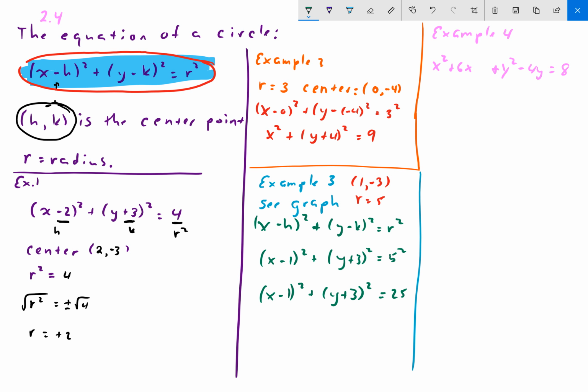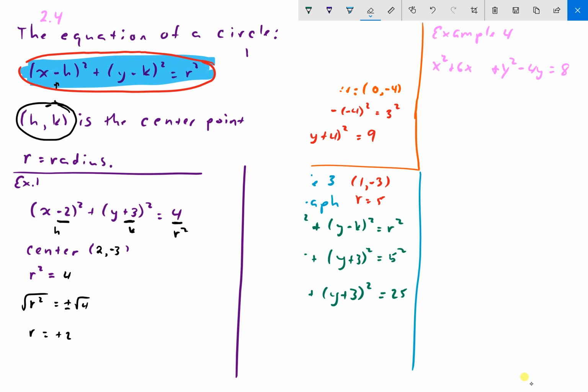Alright, our very last one. What if I had something like this? X squared plus 6x plus y squared minus 4y equals 8. Now, it doesn't look like anything we've done so far. And as a matter of fact, I think I'm going to erase all of this stuff over here, because I might need some extra room.